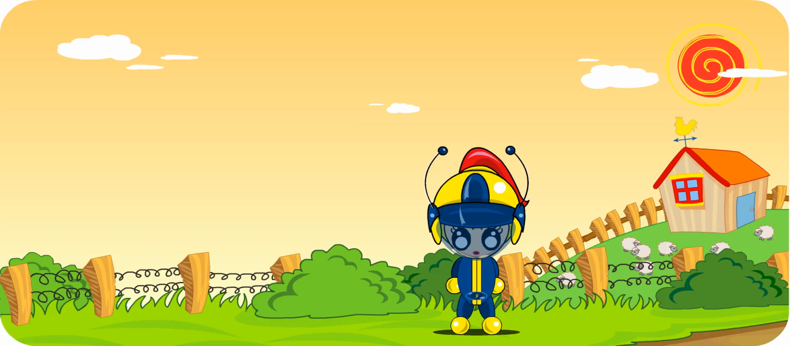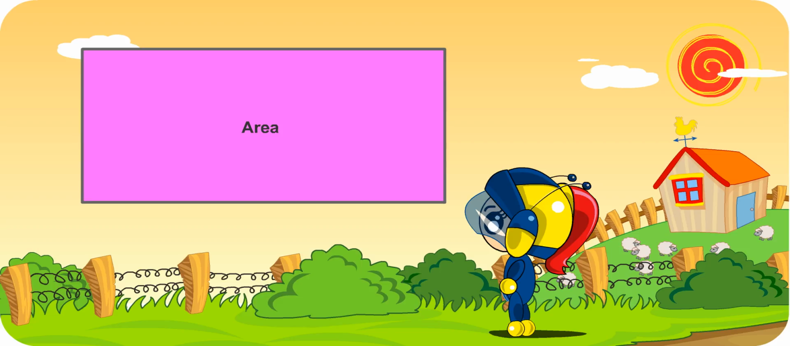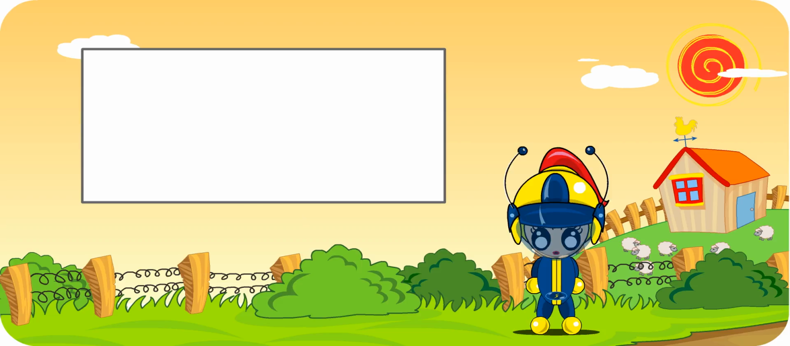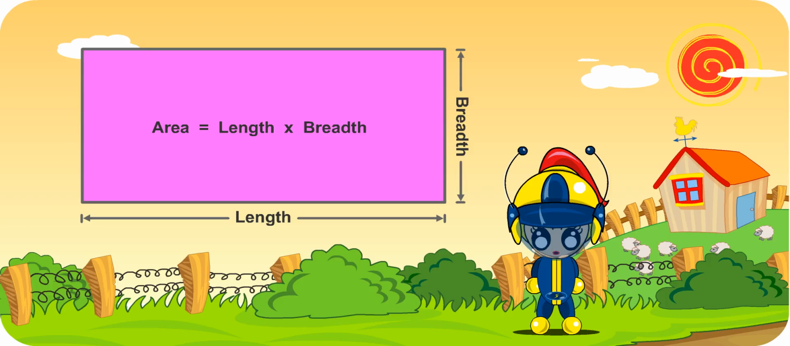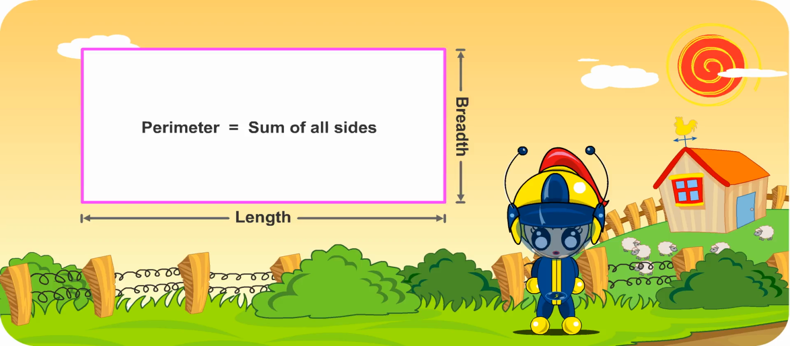Hi, Turbo Girl. Do you know what area and perimeter are? I have learned that area is a space inside a figure and perimeter is the outline of a figure. Then, do you know how to find the area and perimeter of a rectangle? I know that area of a rectangle is the product of its length and its breadth, and the perimeter of a rectangle is the sum of all its sides.